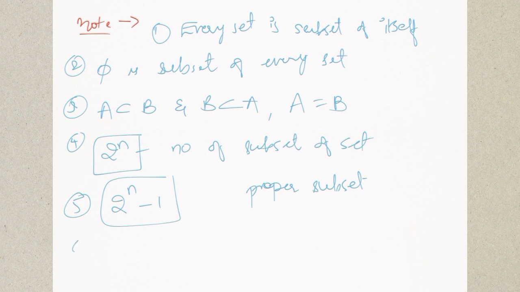See, the empty set is a proper subset of every set except itself. Okay, it's a proper subset only. Now we have to see the power set. The set of all subsets of A is called the power set of A.